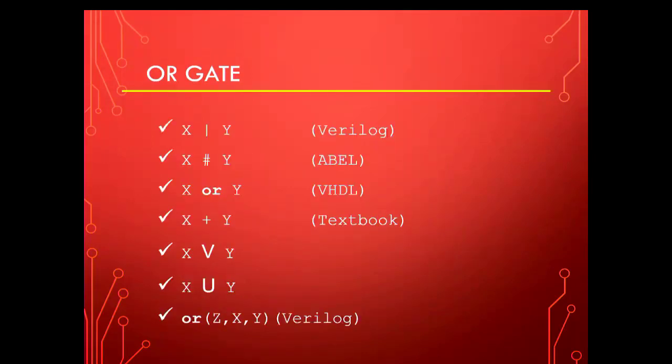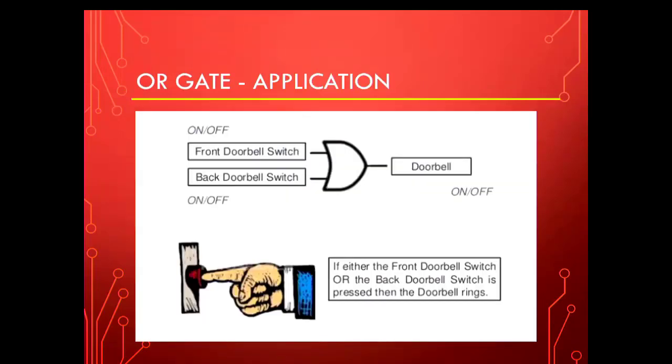These are the different representations in different languages. The application of an OR gate is a doorbell. You have one at the front and one at the back. If either the front doorbell switch or the back doorbell switch is pressed, then the doorbell rings.